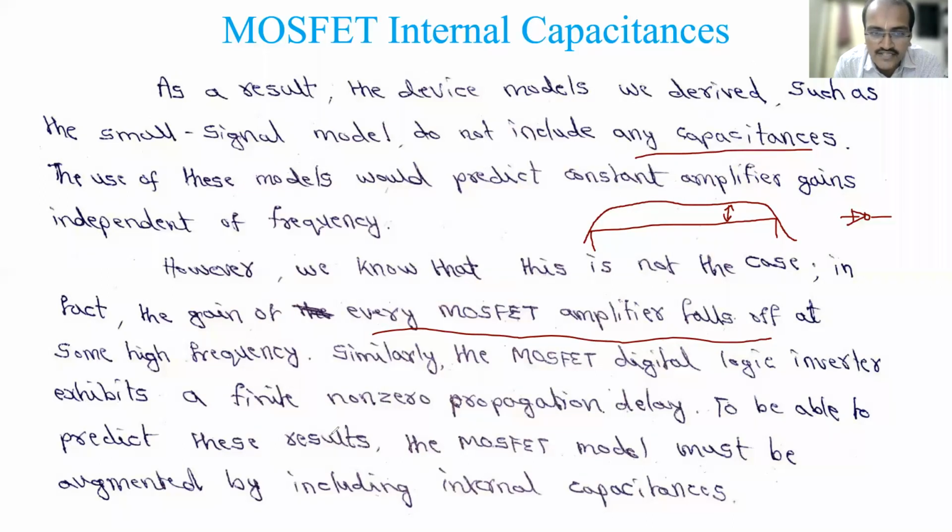To be able to predict these results, the MOSFET model must be augmented by including internal capacitances, because capacitors have the storing capability. They will charge and discharge. Even in your house, the inverter battery discharges when the current is not there and gives current, and when the current comes, it does the charging process. Even your mobile battery discharges, and when it goes very low, you put it to charge.